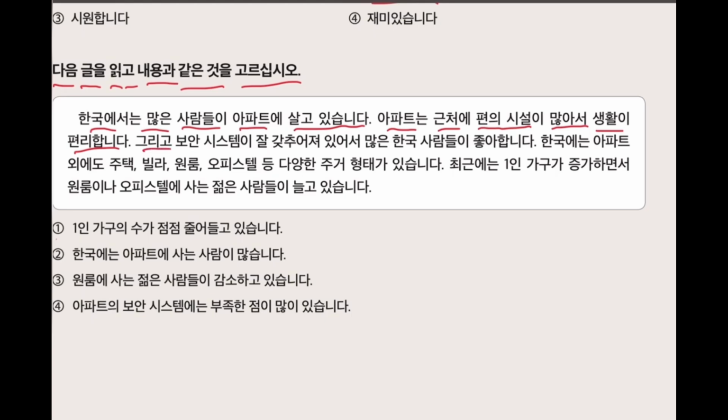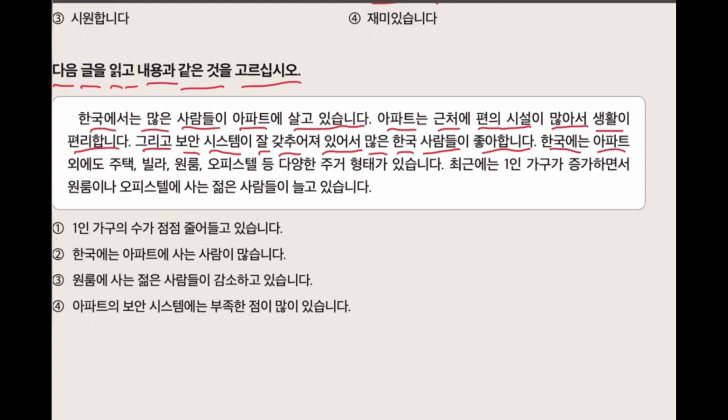그리고 and 보안 is security. 보안 system, security system 잘 better 갖추고 is having. That's why 많은 한국 사람들 many Korean people 좋아합니다 like it. Because the security system in apartments is good, that's why Korean people like it.